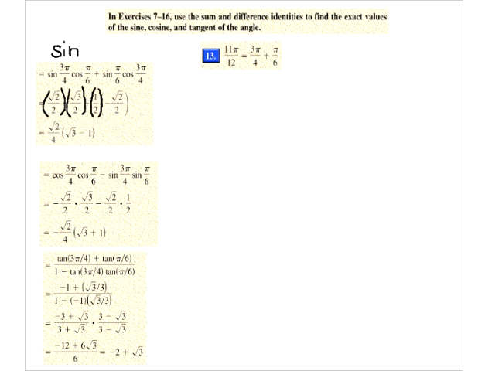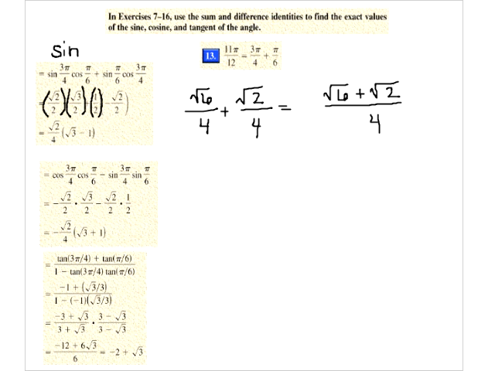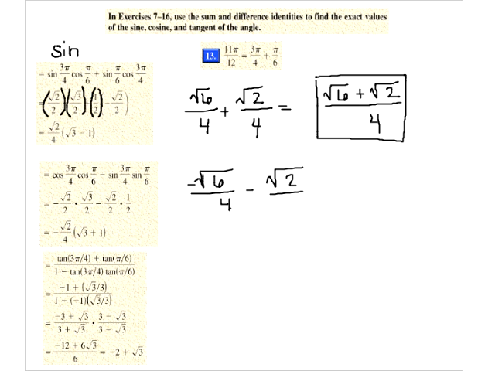Once I multiply them out, I get the square root of 6 over 4 plus the square root of 2 over 4. I'm generally just going to write it as square root of 6 plus square root of 2 all over 4. I generally don't tend to factor anything out; I think it's more complicated that way. So for sine, I would leave my answer like this. Using the cosine formula, I would have negative square root 6 over 4 minus square root 2 over 4, so I would leave my answer as negative square root 6 minus square root 2 all over 4.